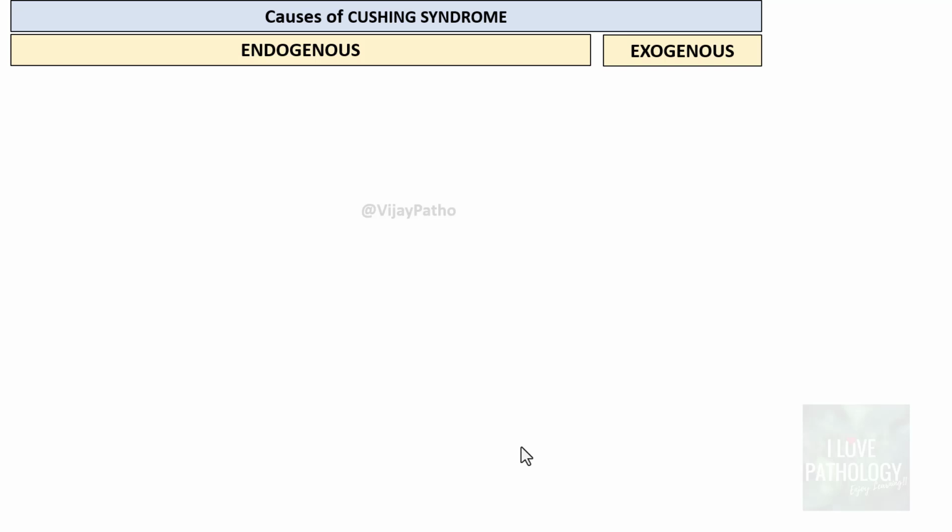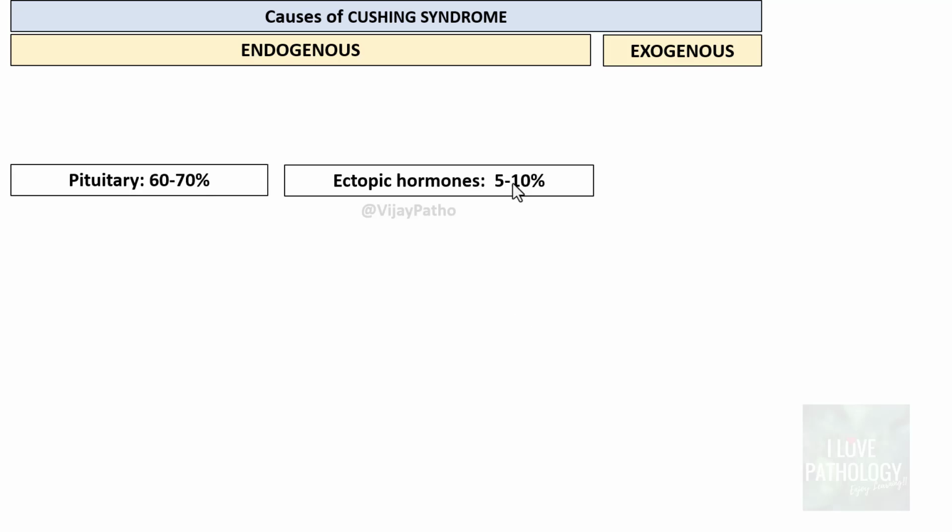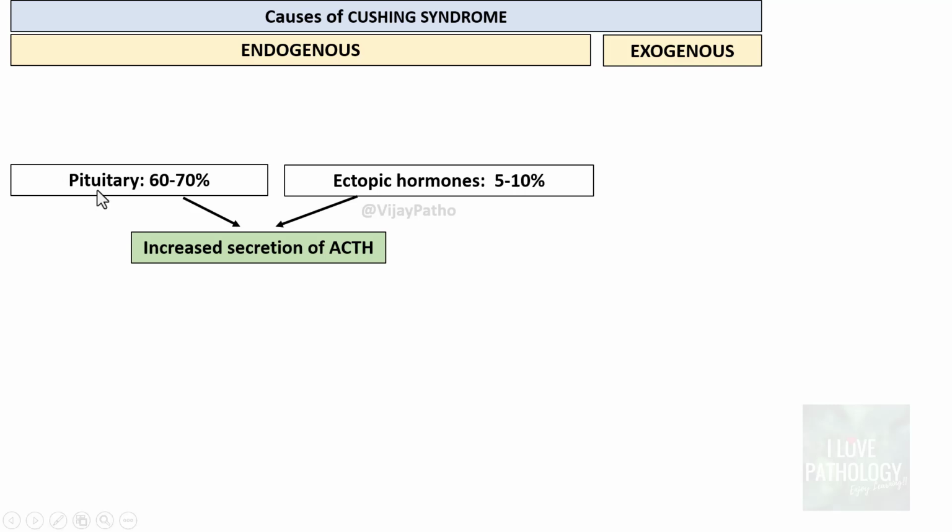Now let's move on to understand the causes of Cushing's syndrome. The causes can broadly be categorized into endogenous causes and exogenous causes. The endogenous causes can be due to the pituitary or due to ectopic hormone secretion. Ultimately, both of these lead to increased secretion of adrenocorticotropic hormone. One is directly from the pituitary, which is approximately 60 to 70% of cases, whereas in around 5 to 10% of cases, it could be because of ectopic hormone production.